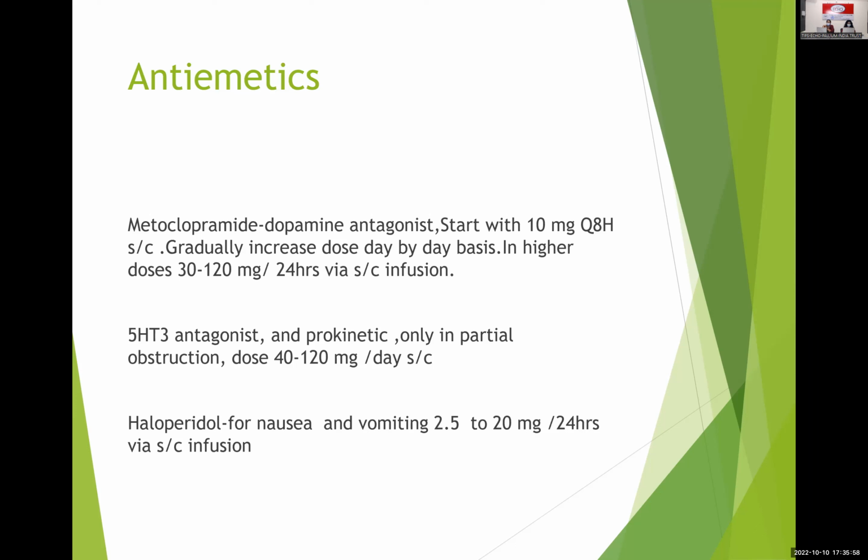So as I was saying, in antiemetics, we can use metoclopramide, a dopamine antagonist. Here we start at a dose of 10 milligrams 8 hourly. We can try subcutaneously and gradually increase the dose day by day. Definitely check for any symptoms going the other way. If so, we stop it. Even metoclopramide can be given as subcutaneous infusion. Then we have 5-HT3 antagonists and prokinetics. Only in partial obstruction we use it.